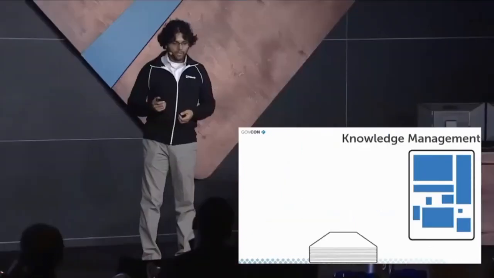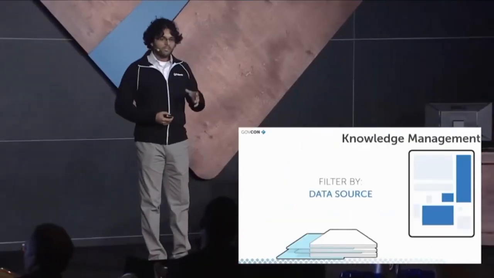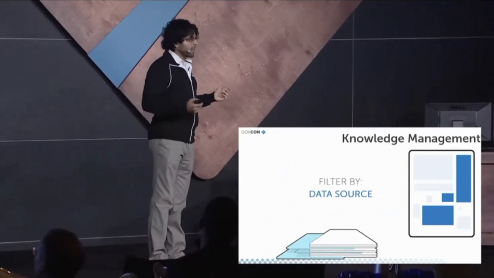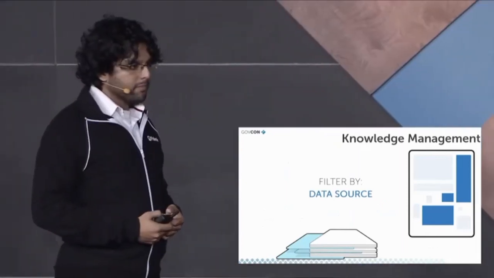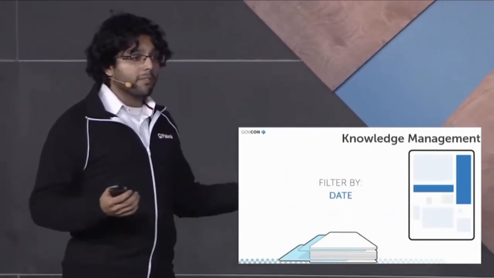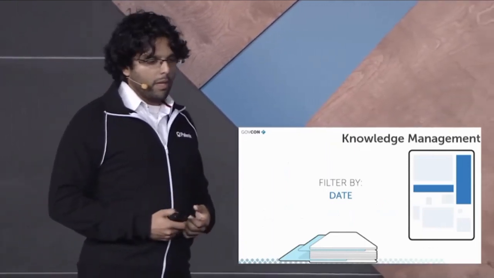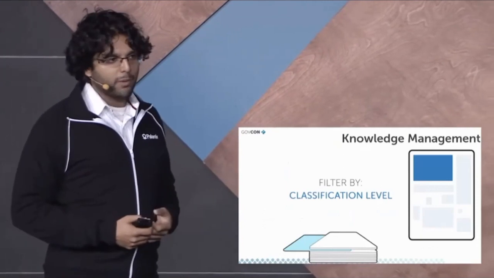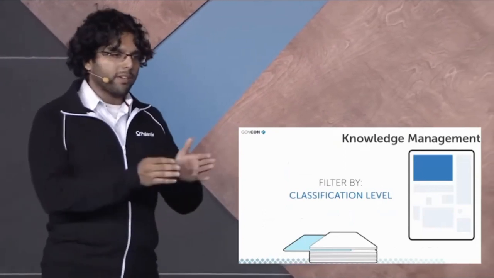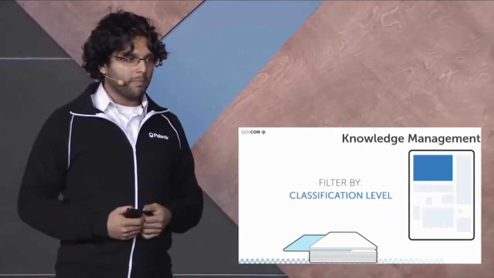You might want to know, for example, where did this information come from? Who says that Saad works for Palantir? You might want to know, when did we first learn this information? When did the information enter the system? And you might want to know, for example, who's actually allowed to see this? So we might need to separate our data into different compartments.